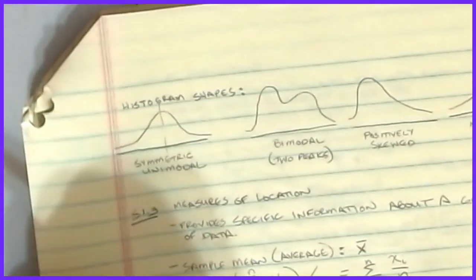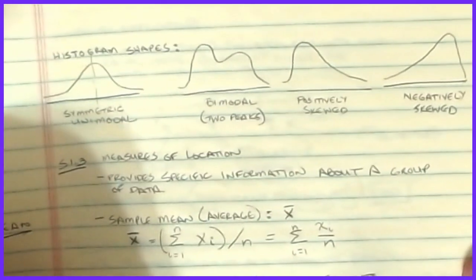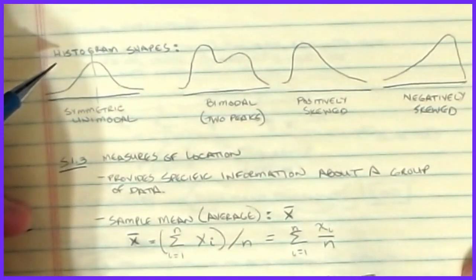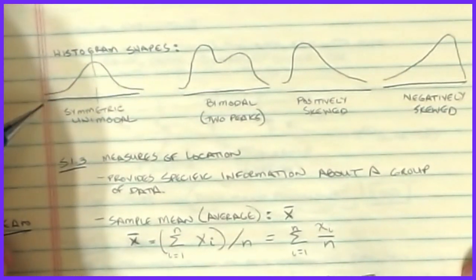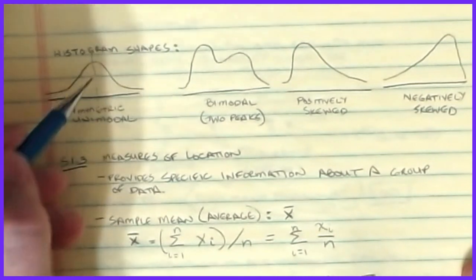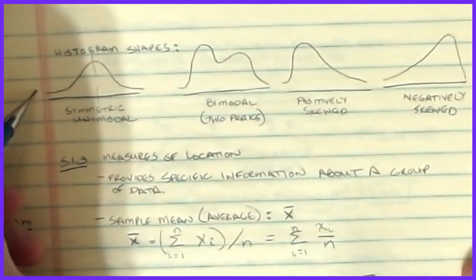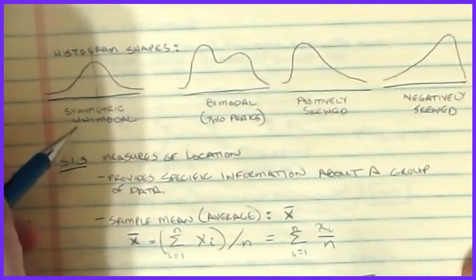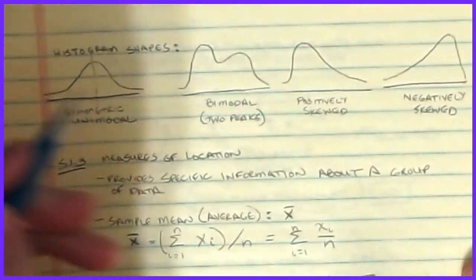Now, like we showed with the stem and leaf plot, we've got some general shapes, and so some terminology would probably be in order here. We've got what we call a symmetric unimodal, meaning that there's a peak and it's basically the same number of points to the left as to the right, and that there is only one peak. So that's a symmetric unimodal histogram shape.